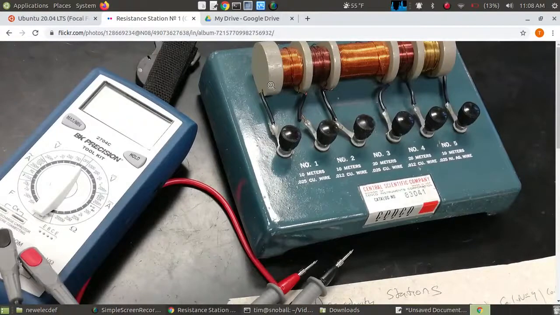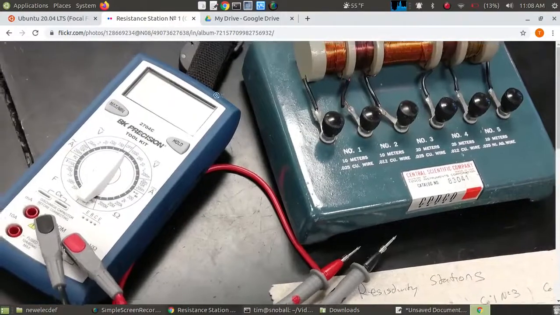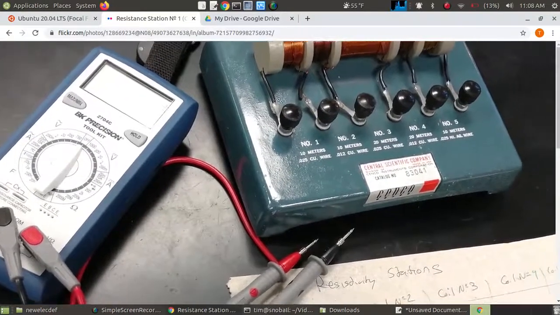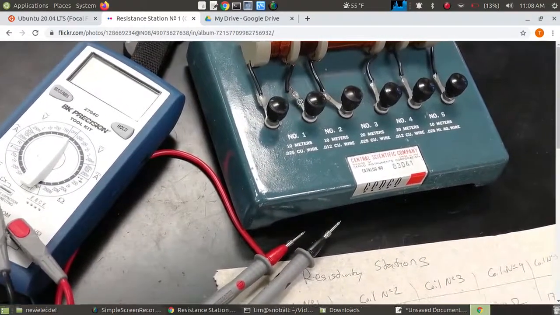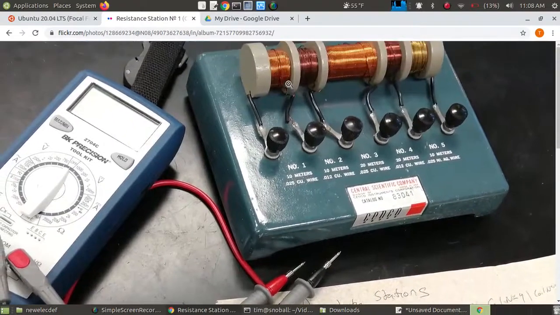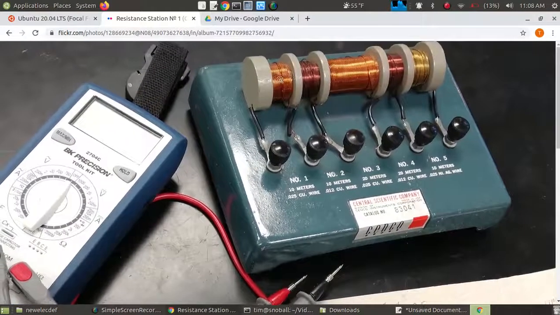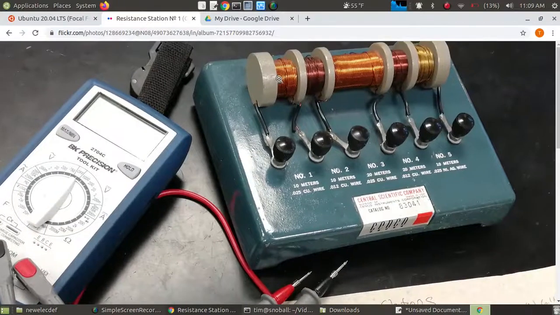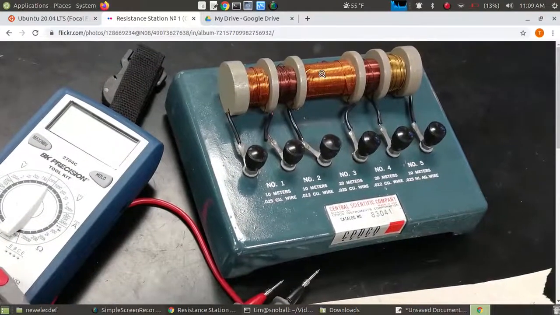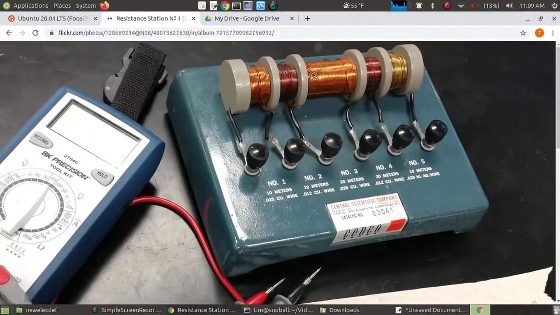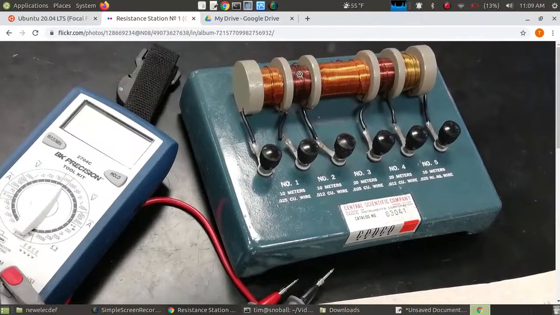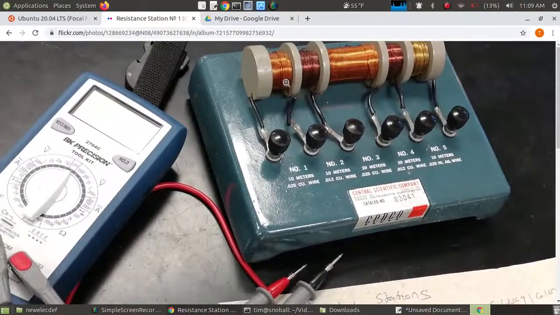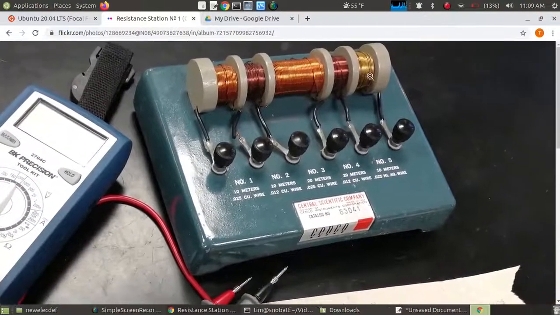You measure resistance in a unit called ohms, and we can use a multimeter to do that. And you just put the probes across the two terminals, and it'll give you a value of how much the wire resists the flow of current. Obviously, we're going to compare different coils to each other. For example, to measure the effect of length, we might compare this one to this one. To measure the effect of thickness, we might compare this one to this one. To measure the effect of material, we might compare this one to this one.